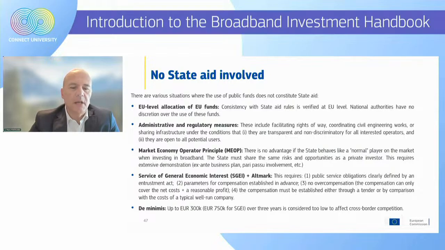And finally, as I said before, if there is no impact on trade, then there is no aid. And of course, for certain projects that have an amount that is particularly low, it can be assumed that there is no cross-border competition that is affected. This threshold is the de minimis threshold, that is 300,000 euros for all the projects, and that increases to 750,000 euros for service of general economic interest. So in this case, there is no state aid involved, and the public authority can proceed without any further engagement with the Commission or any other activity. Next slide.